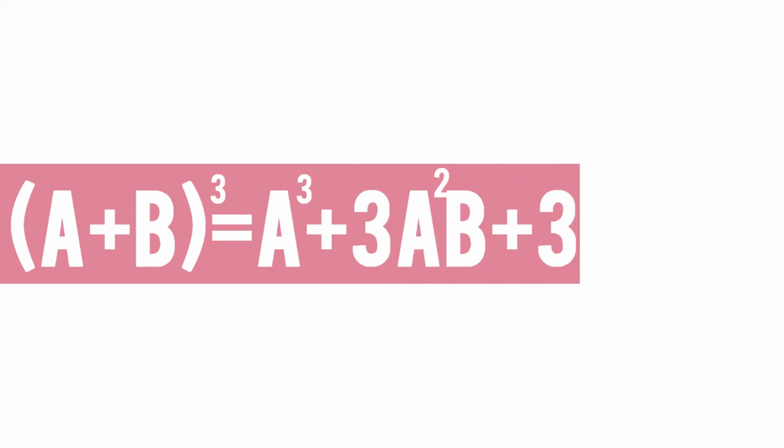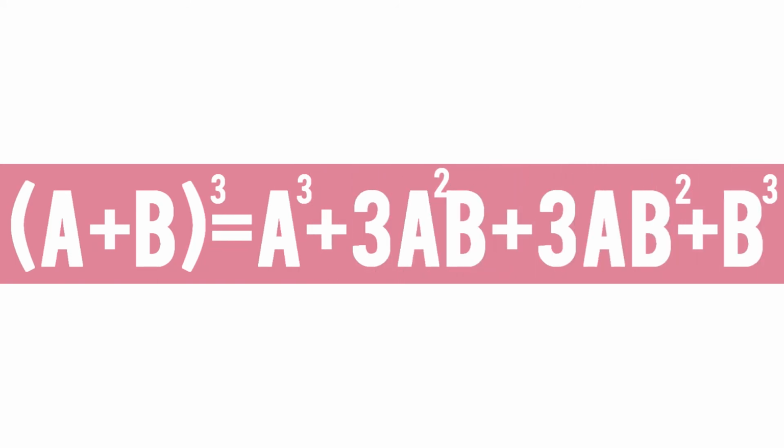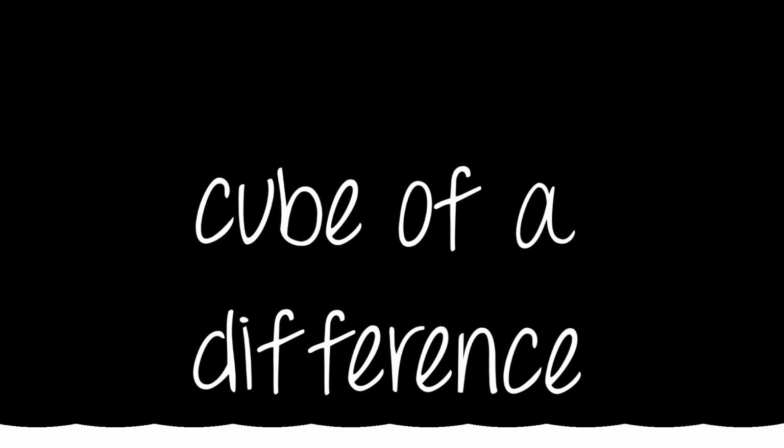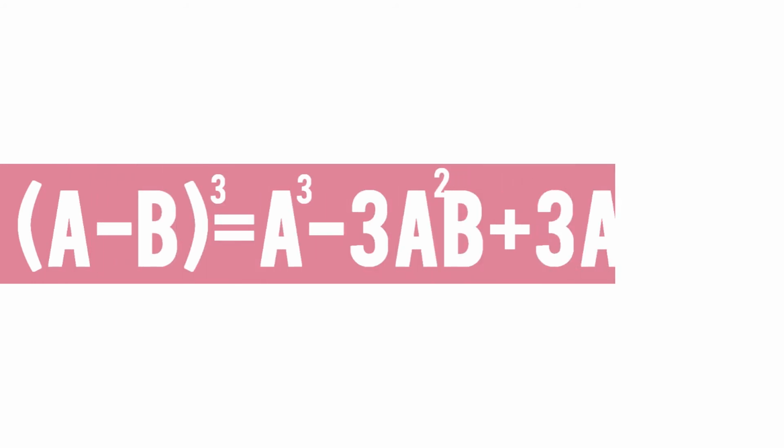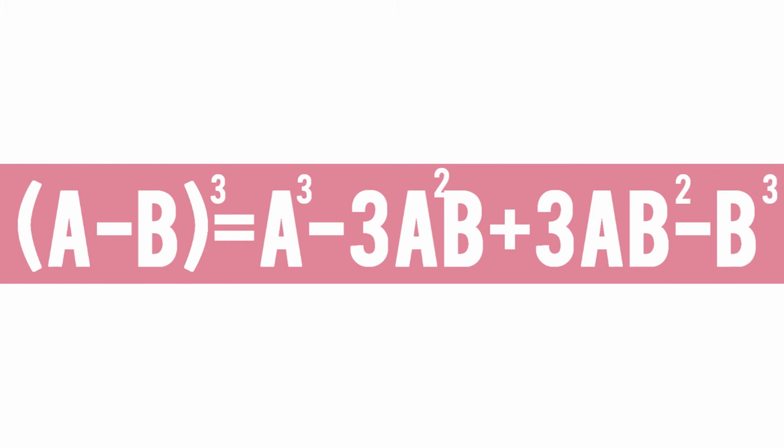The cube of a sum. This is obtained by getting the cube of all the binomials. Notice how the exponents of a go n minus 1 and the exponents of b go n plus 1. The cube of a difference. This is obtained by getting the cube of a binomial with a negative sign. It's important to remember the laws of signs.